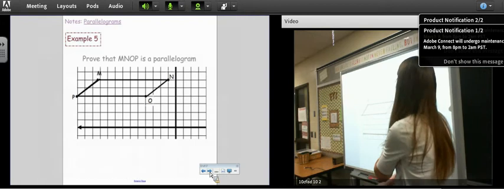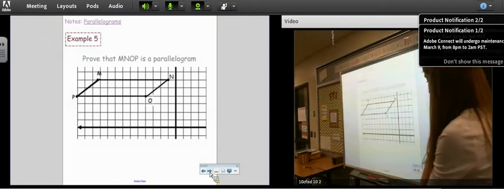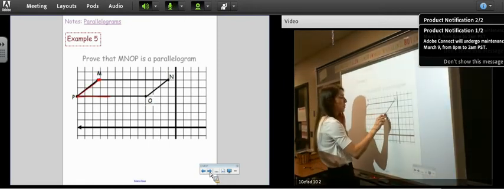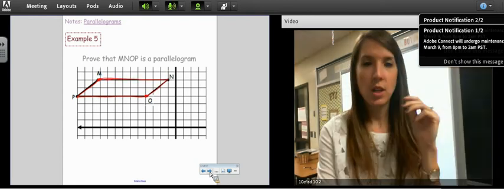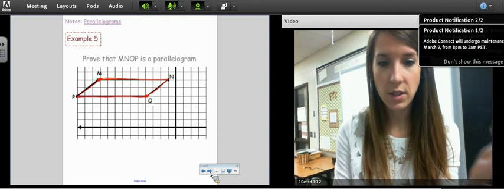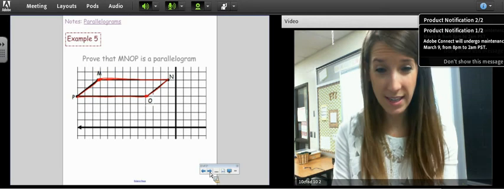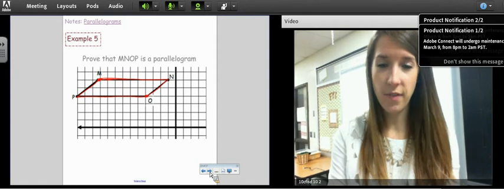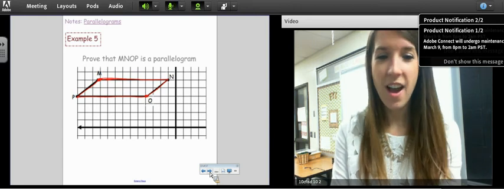Okay, prove that MNOP is a parallelogram. So you've got a whole checklist of things that can help you prove that this is a parallelogram. You can pick anything off of that checklist and use it to prove that it's a parallelogram. You can use opposite sides congruent. You can use opposite sides parallel. Which one do you think is easier? Finding the slope or finding the length? I say slope, hands down. I agree with you, George and Yeji.